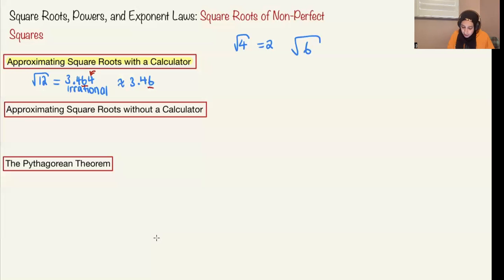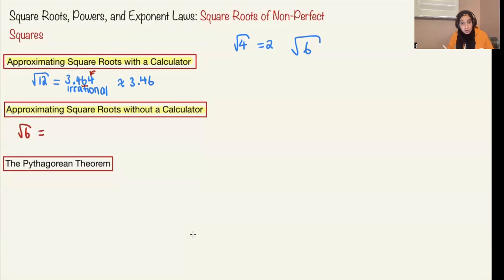Okay? All right, let's look at the next way of doing this: approximating square roots without a calculator. This is not very common, but it is an important skill because sometimes you want to be able to estimate. That's how I do it in real life when I'm talking to friends or tutoring and I ask, okay, square root of 6, what is this approximately equal to? It's good to be able to do this without a calculator. So let's do the example of the square root of 6.